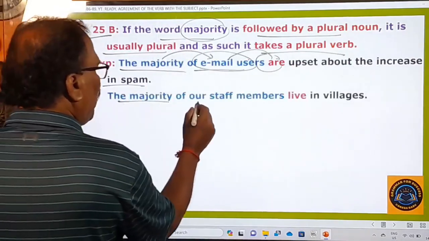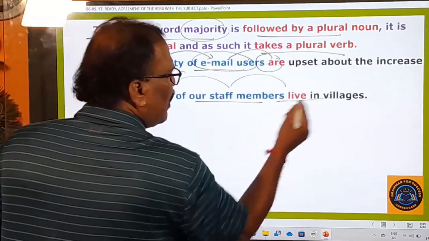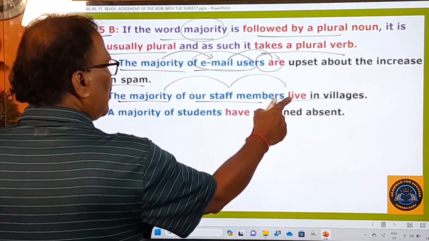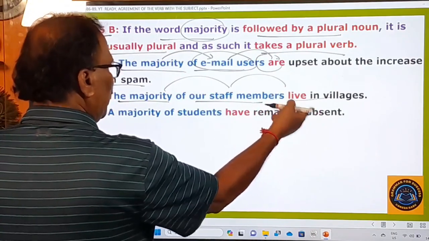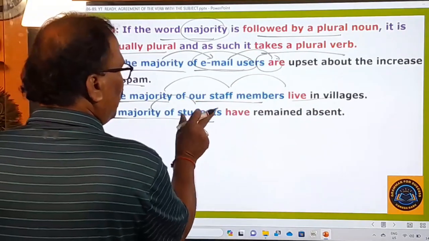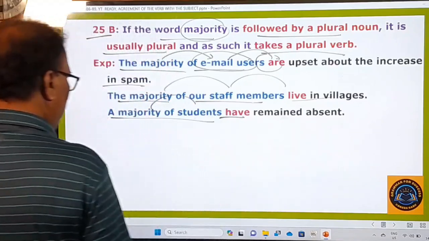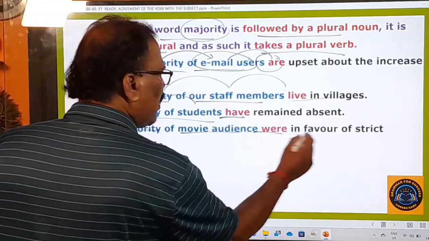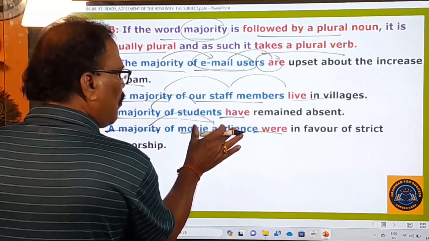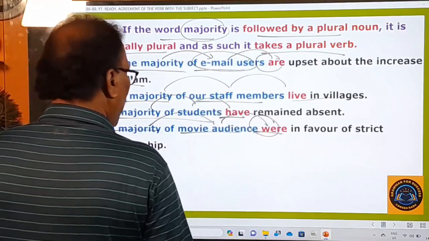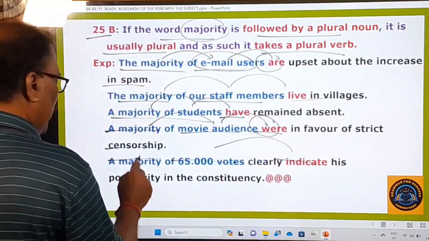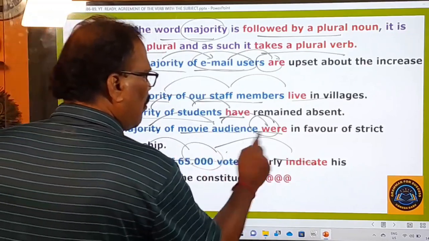And then the majority of our staff members live in villages, right? A main verb without "s" is a plural verb, with "s" a singular verb. You know that very well. Again and again, I don't like to tell you, please. A majority of students, majority plus plural noun, have remained absent. A majority of movie audience were in favor of strict censorship. Majority is used with movie audience, a plural noun, therefore "were" is used here. Then a majority of 65,000 votes clearly indicate. A majority, plural noun, and plural verb.